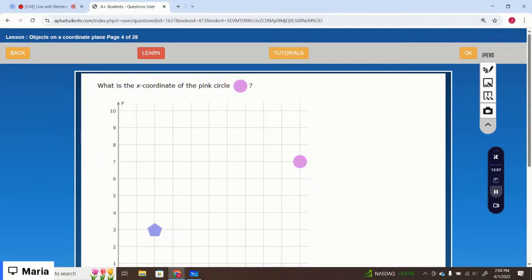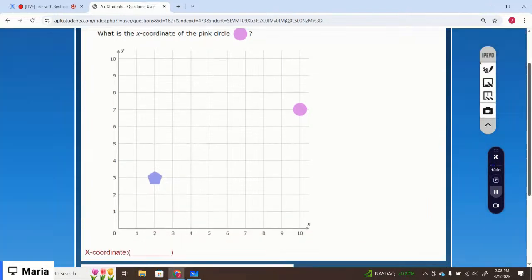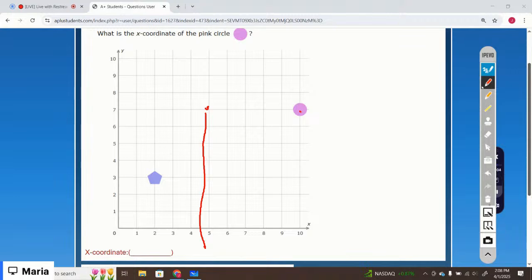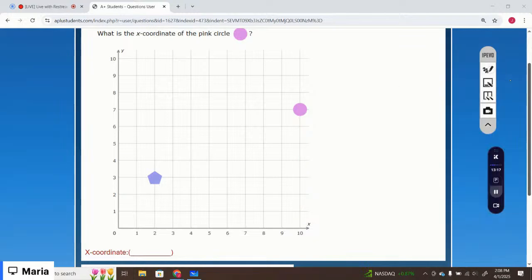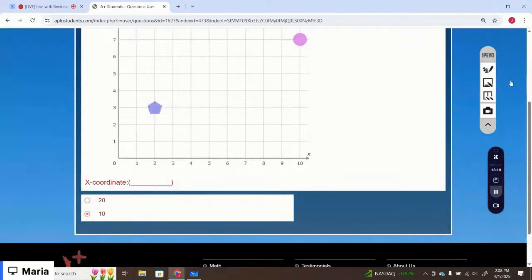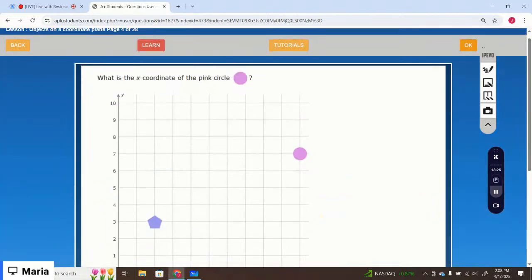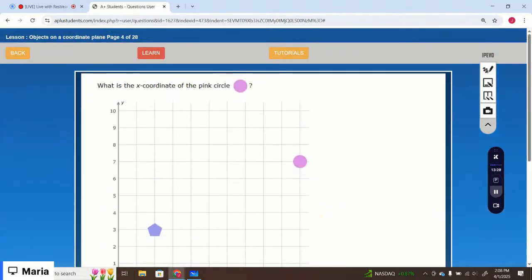What is the x-coordinate of the pink circle? Here is the pink circle, right? You need to find the x-coordinate. Just match it to the x-axis. The x-coordinate of the pink circle is 10. The correct option is 10. Option number 2 is the correct option.